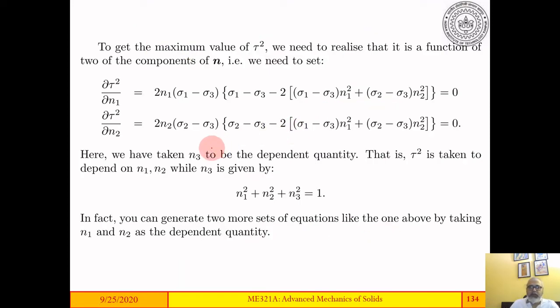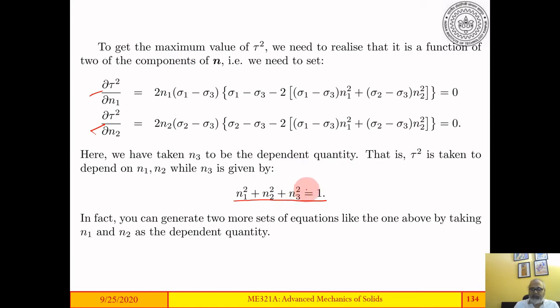So that's what we do, and this is what we will get. You can work it out. I think these expressions are correct. We have taken n1, n2 as independent quantities, and from this equation we can find n3 once we know n2. We set this equal to 0 because we are trying to find the n1, n2, n3 components for which tau square is a maximum. The obvious first choice for this being equal to 0 is n1 equal to 0, n2 equal to 0, which gives n3 equal to 1. Remember, we have chosen n1, n2 to be independent and n3 to be dependent.